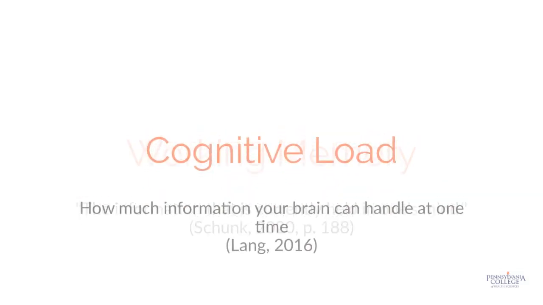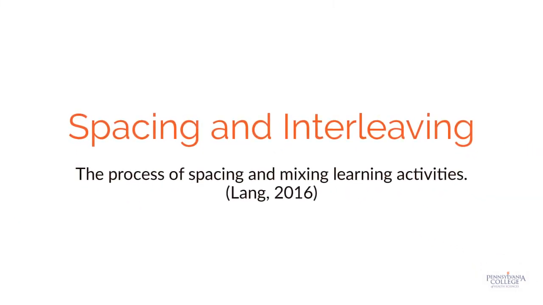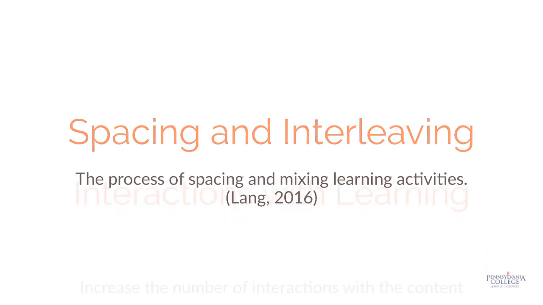The cognitive load determines how much information your brain can handle at one time. So when learning new information, it's important to understand that your brain can only handle and process so much information at once. Spacing and interleaving refers to the process of spacing out our learning and mixing learning activities. We may think that it's best to just learn one topic at a time, but actually our brain functions better if we learn bits and pieces at once so that our brain can continue to make those connections and move our information into our long-term memory.